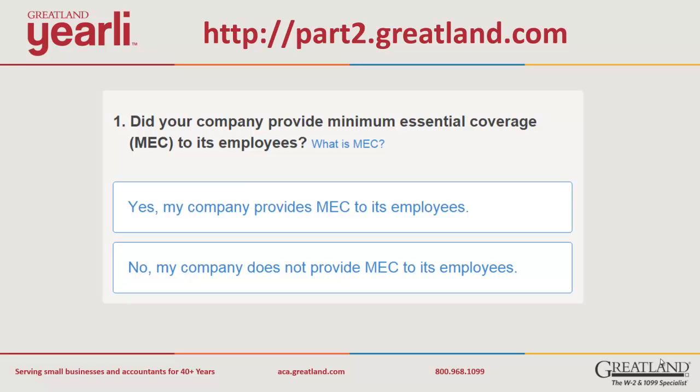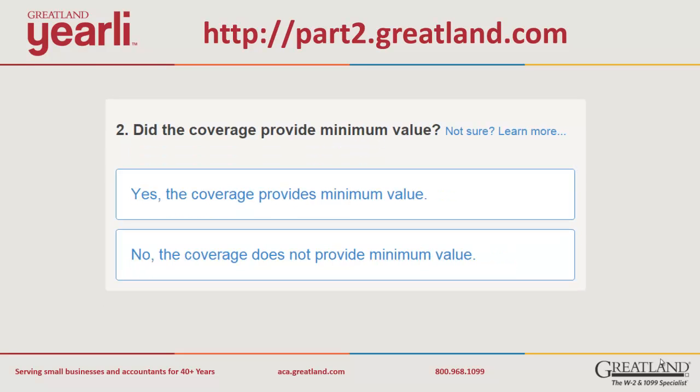The first question you will be asked when accessing the tool is whether or not your company provided minimum essential coverage to its employees. If you are unsure, links are available in the tool to provide you with additional information. For illustrative purposes, I will select Yes. The second question you will be asked is, did the coverage provide minimum value? Again, I will select Yes.